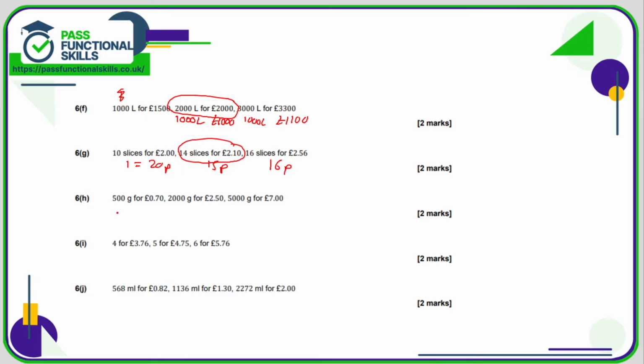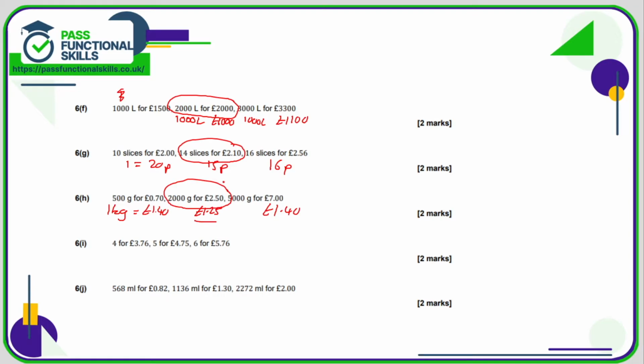For H, what I'm going to do is work out the price. I could work out the price per 500 grams, but I'm just going to turn them all into price per kilo. So 1 kilo is going to be double this price, so that's going to be £1.40. This is 2 kilos, so 1 kilo is going to be half this amount, which is going to be £1.25. And if this is 5 kilos, then 1 kilo will be £7 divided by 5, which is £1.40. So we can clearly see that the best value for money is the 2,000 grams for £2.50.